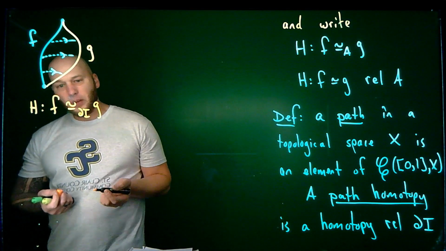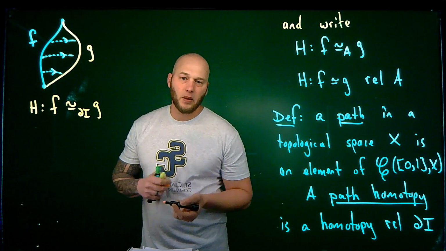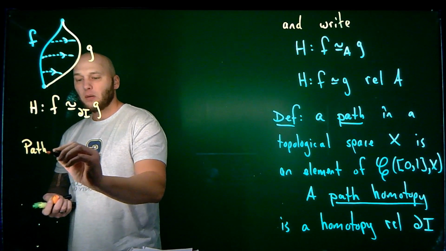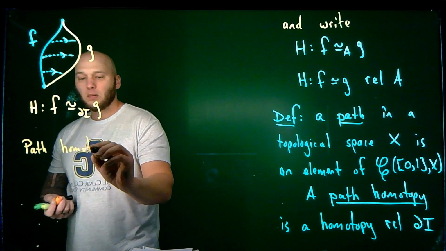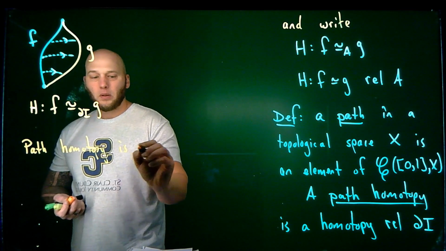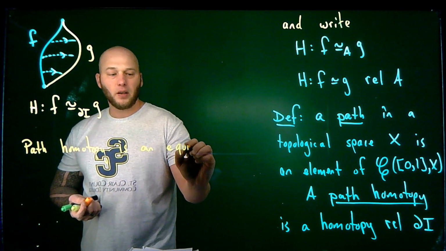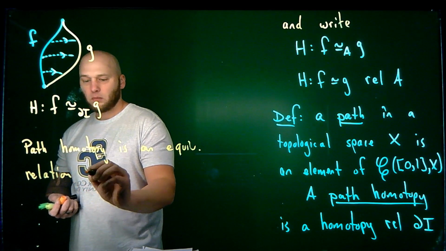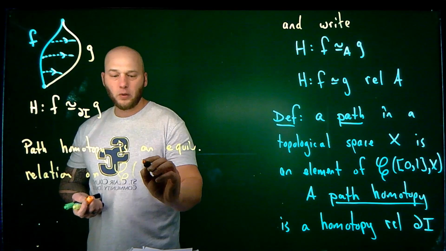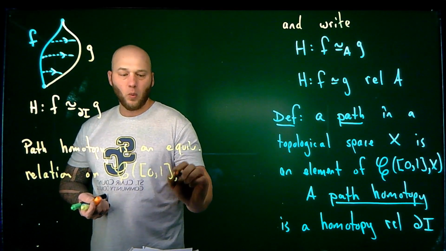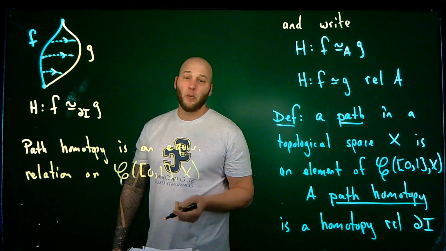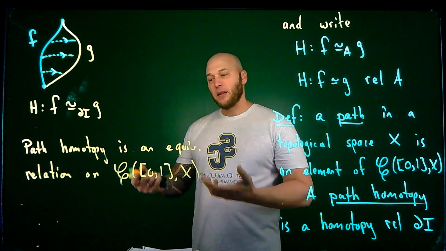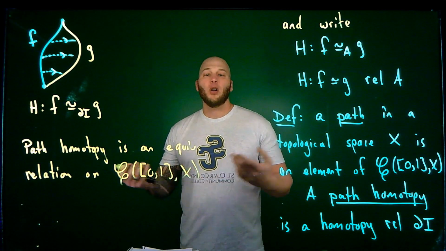Now I'm not going to prove this because it's basically the same thing that I proved in a previous video, but path homotopy is an equivalence relation on continuous functions [0, 1] to X. In other words, path homotopy is an equivalence relation on the paths in a topological space. Okay? Again, this is going to be an important concept going forward in these videos.